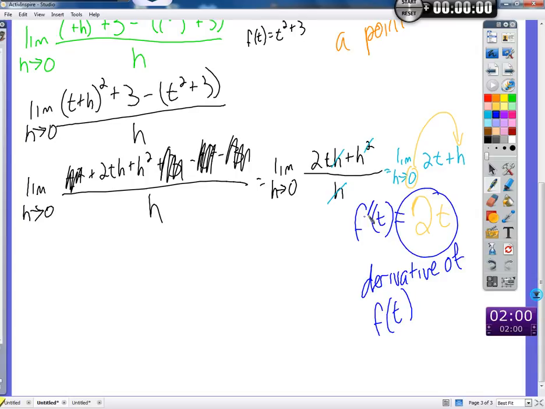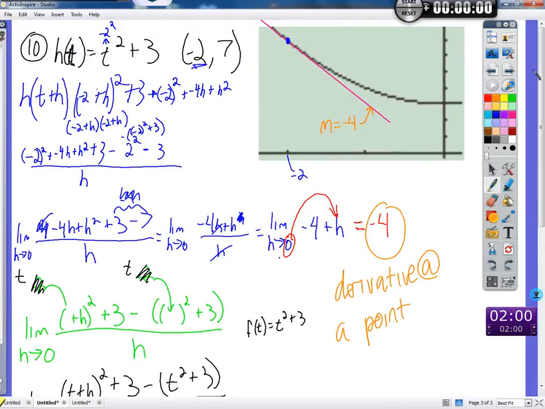And f prime is a function that tells you what about f? What does f prime tell you about f? Slope at any point. The slope of the tangent line at whatever x value you plug in there. Okay? Which is really amazing that we had this function up here, t squared plus 3, this graph right there. And to imagine from the very first day of class, how would you find the slope of that tangent line? And developing this limit, okay? Now, amazingly enough, we have the ability to find the slope at any point that we want.